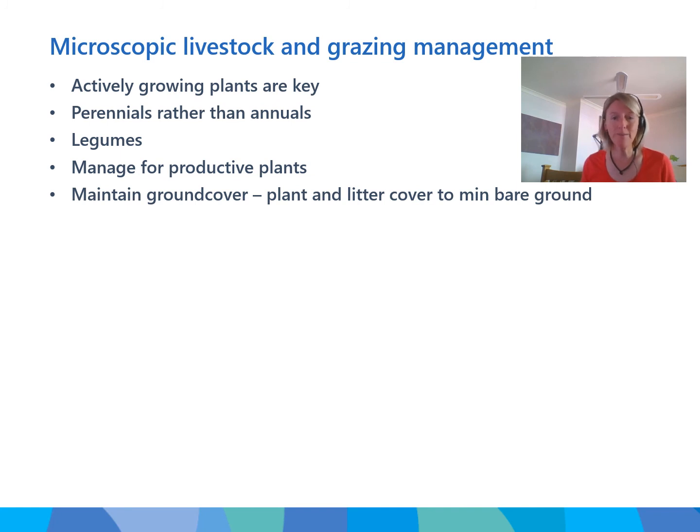Legumes are really important. First of all, because of that symbiotic relationship between legumes and nitrogen-fixing bacteria. Also because legumes have a higher nitrogen content, which microorganisms like when they're decomposing and forming humus in the soil. So if you're managing for productive plants and maintaining ground cover, so plant and litter cover and minimizing bare ground, you can encourage and enhance the support of microscopic livestock.